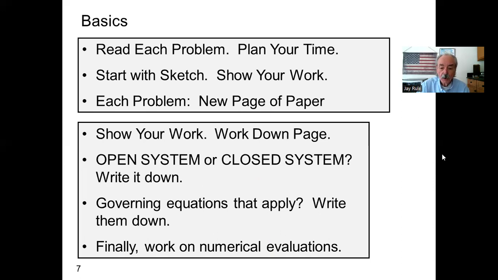Show your work. Work down the page. That's a courtesy, but also it helps you maximize the partial credit. Showing your work, writing down what you're doing, maximizes your partial credit. Let's see. Do you have an open system or a closed system problem? Write that down. Okay, that's going to give you something. Write down the governing equations that apply. Strike out things that do not apply. Maybe you have a rigid closed system vessel. It's heated. There's no work. Show that, strike out W. It's going to buy you something.